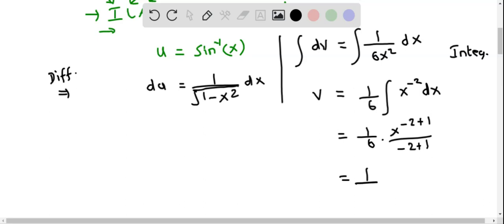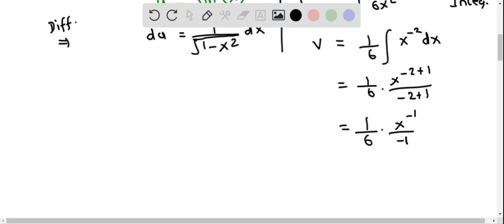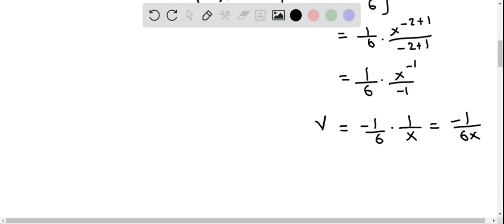This is equal to 1 over 6 times x raised to the power of negative 1 over negative 1. So it's basically negative 1 over 6 times x raised to the power of negative 1. We can rewrite this as 1 over x. So this is written simply as negative of 1 over 6x. So this is v. Now let's apply the integration by parts formula.